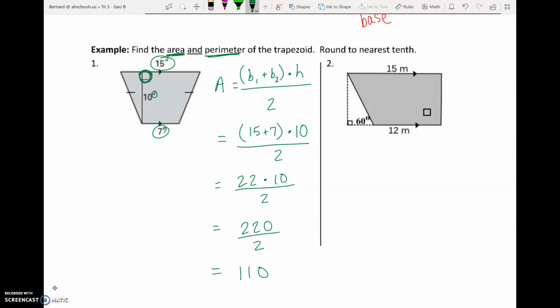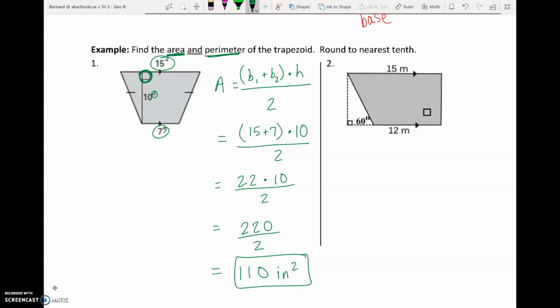Now notice the quotation marks on the 10 and the 15 and the 7. So this is inches squared, 110 inches squared. Really what you need to recognize is what our two bases are. We add those numbers together, and then multiply by the height and divide by 2.